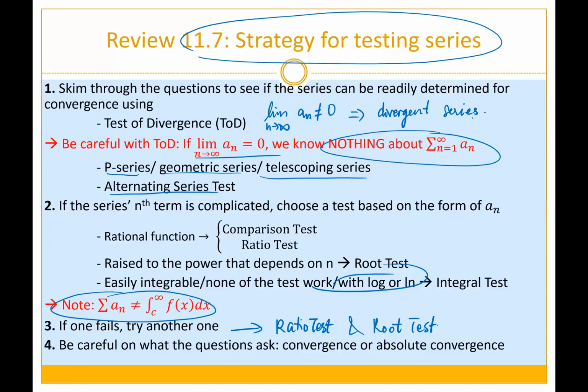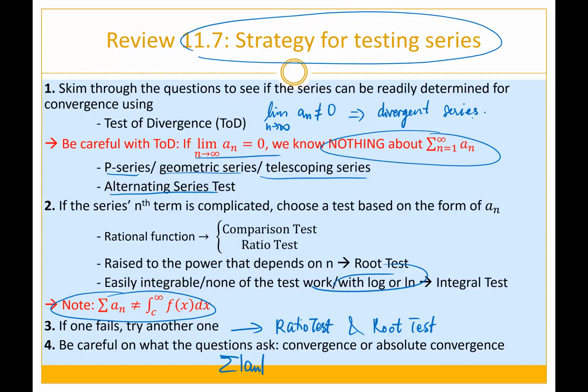Number 4, be careful on what the question asks. This is where the tricky thing about absolute convergence and simple convergence comes in. If it's only simple convergence, you can use any test and just prove the convergence of that series. However, if it's asking about the absolute convergence or conditional convergence of the series, then you have to test both the series and the absolute value. But if you can prove that the absolute series is convergent, then it's absolutely convergent.